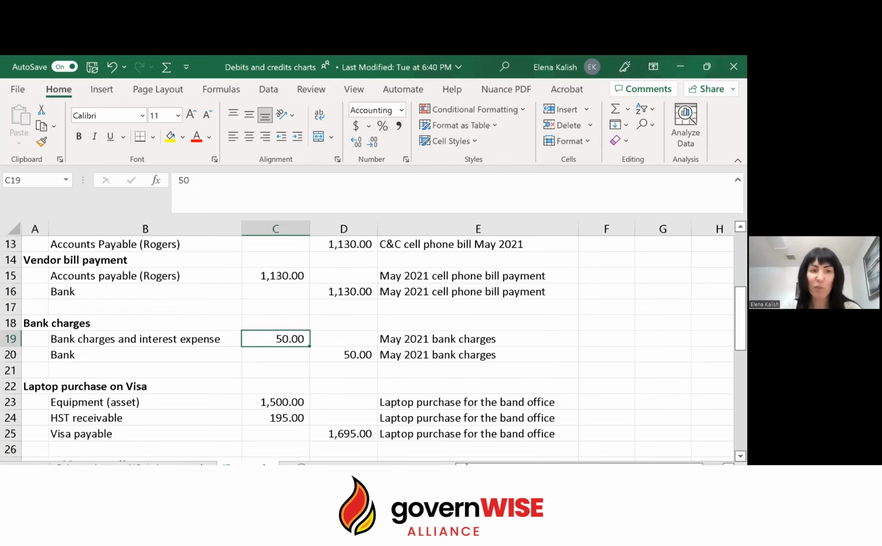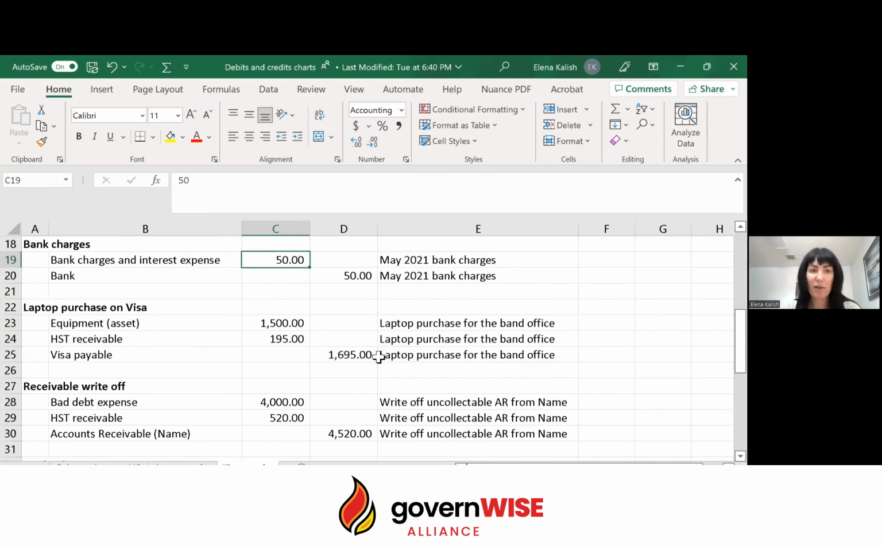And we have a laptop purchase here on a Visa. Okay, so a laptop is an asset. Asset is naturally in a debit position. We're increasing an asset, so we have to debit our equipment account, where we put our laptop. So debit equipment, $1,500. Again, we have HST receivable here of $195. And HST receivable is an asset because it's recoverable. We'll file a return and we'll get it back. And then we have to increase Visa payable, which is a liability, naturally in credit. So credit Visa payable.